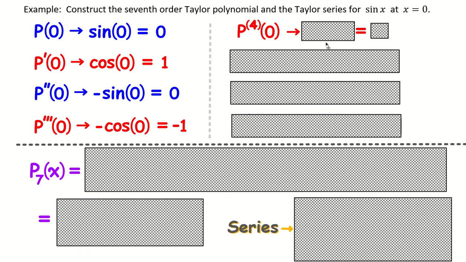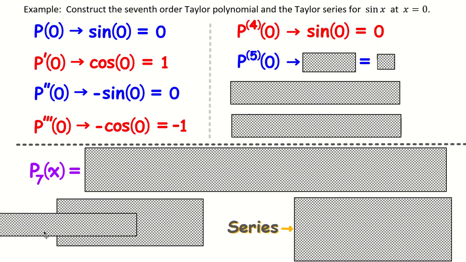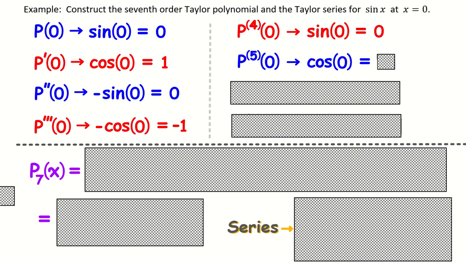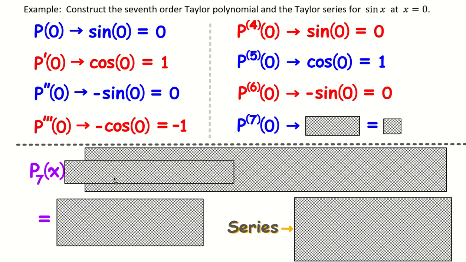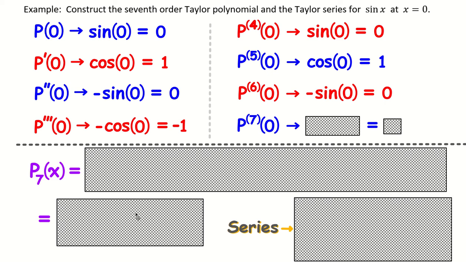We got to go to the fourth derivative. And then we got to go to the fifth derivative. And the sixth derivative. What's the derivative of that negative sine? And finally, the seventh derivative. Negative cosine.